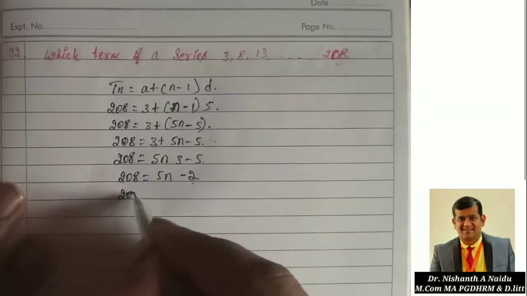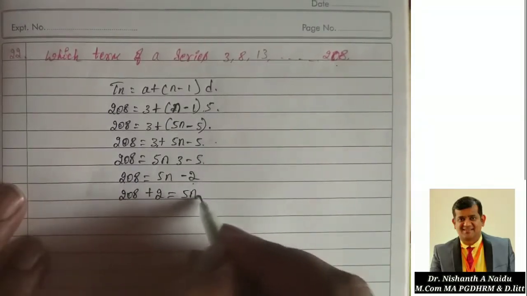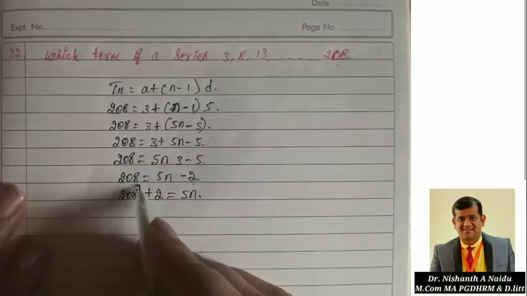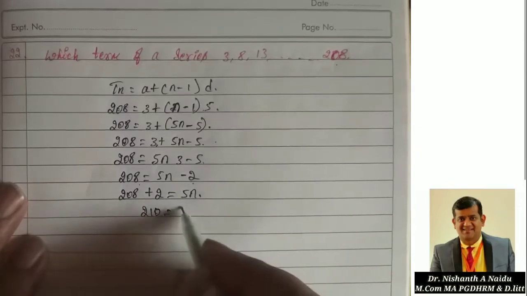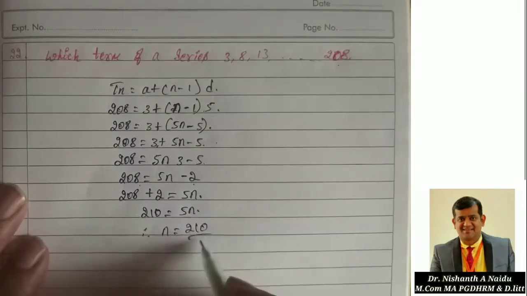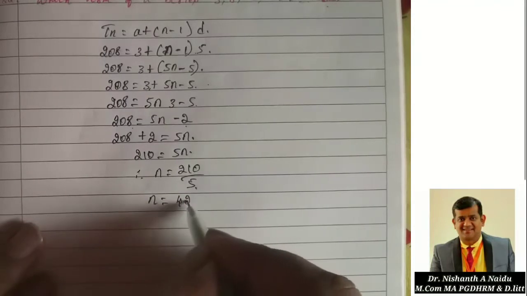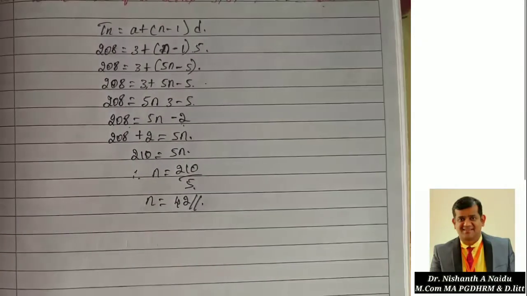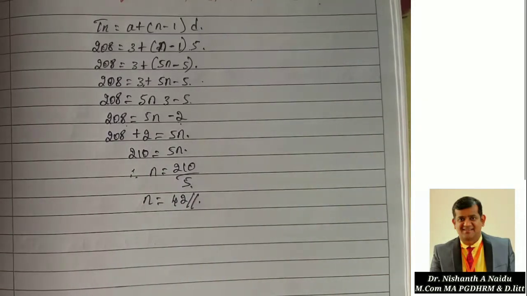So in the next stage, I'm shifting this back here: 208 plus 2 equals 5N. I'm just shifting this 2 to the left-hand side. So 208 plus 2 is 210 equals 5N. Therefore N equals 210 divided by 5. So N equals 42. 210 divided by 5 is 42, right? Let me check. 42. So you are clear, right? So let us move further.